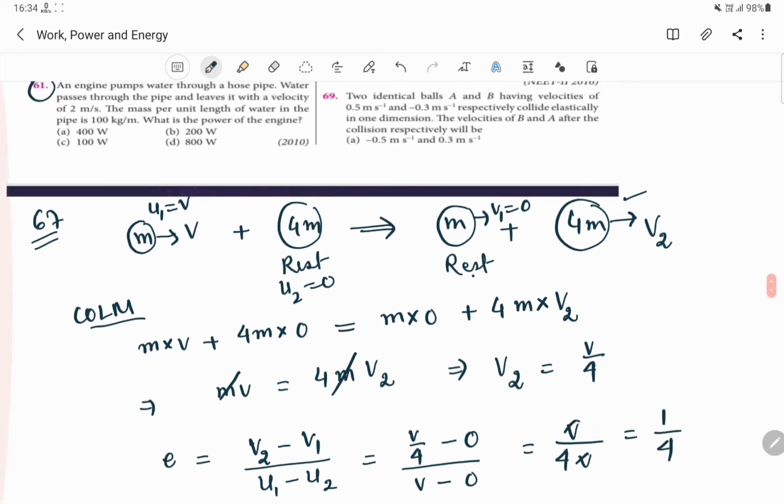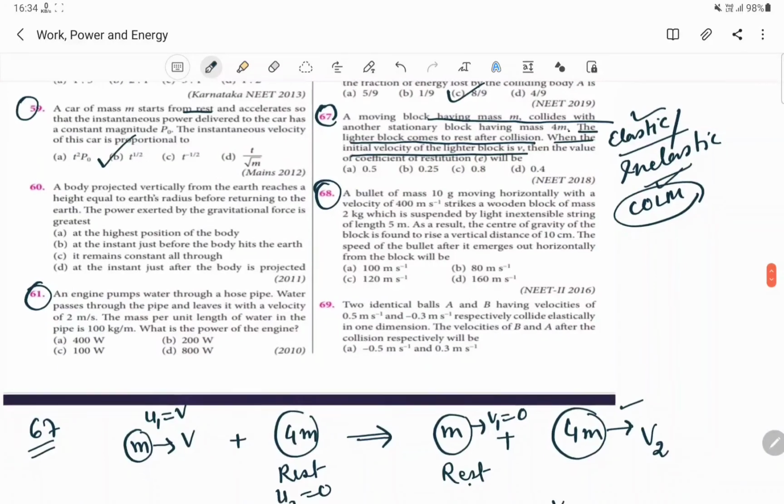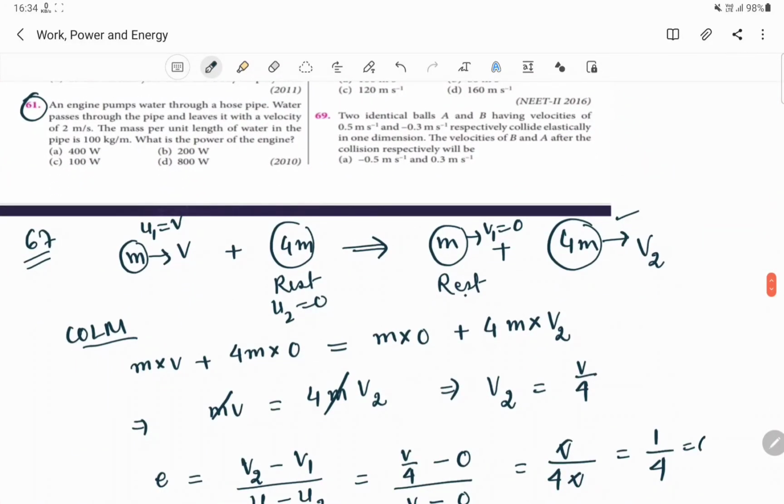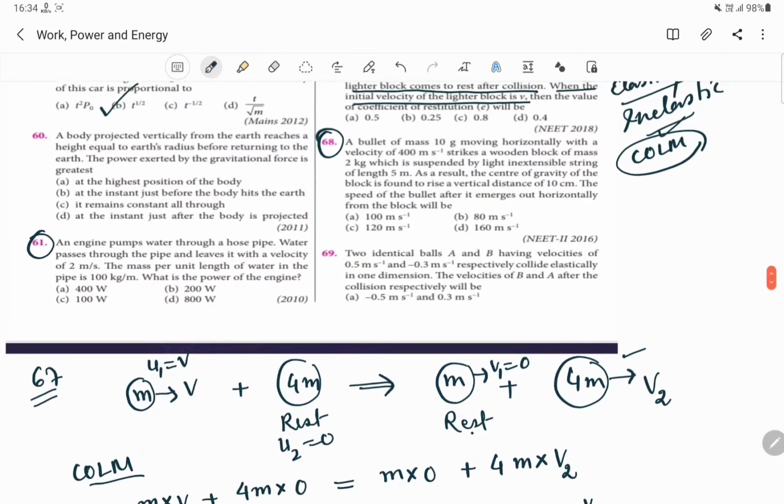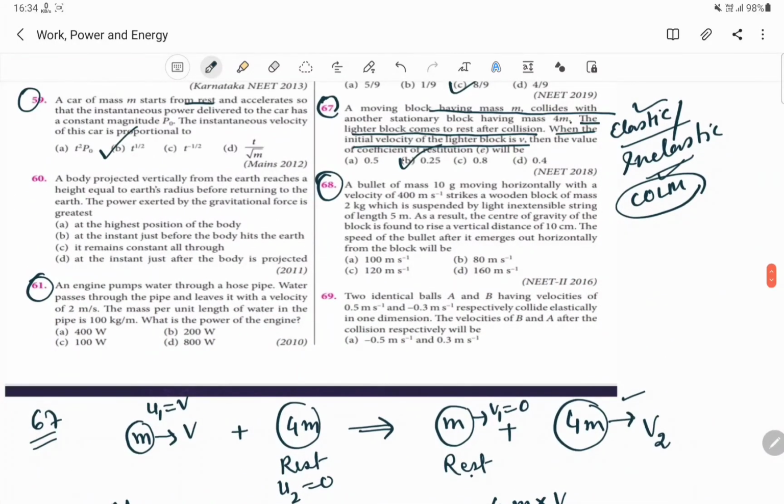Let us check out the option. Our answer is 0.25, which will be option B. So this is the way to calculate the coefficient of restitution. First of all, you have to find the different velocities before and after collision, and once you get them, you can find the coefficient of restitution.